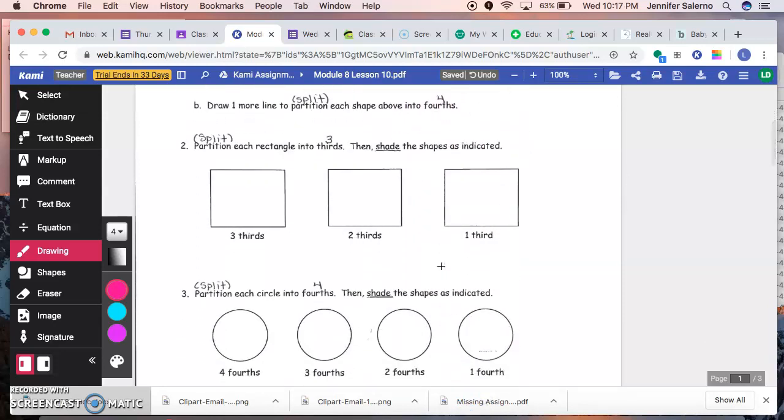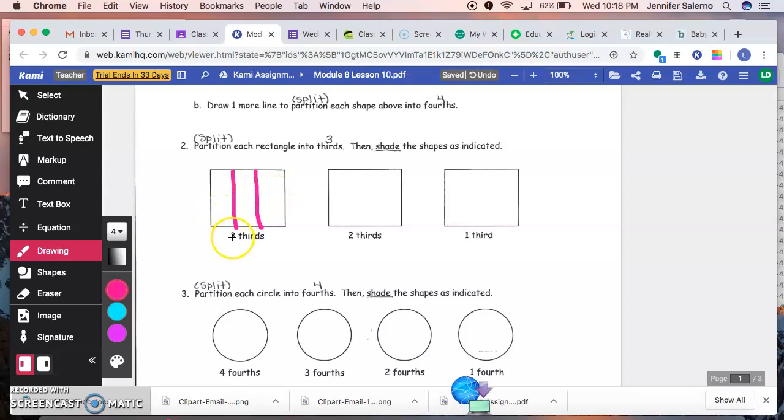Now moving on to number 2, partition or split each rectangle into thirds. So the very first thing we have to do is take these rectangles and put them into thirds, into 3 equal parts. And then we need to shade the shapes as indicated. So this has 2 steps that we have to do. First, it's telling me that we have to split it into 3 parts. 1, 2, 3.